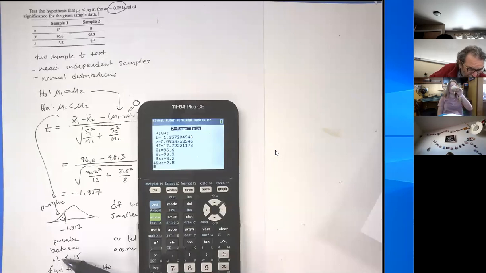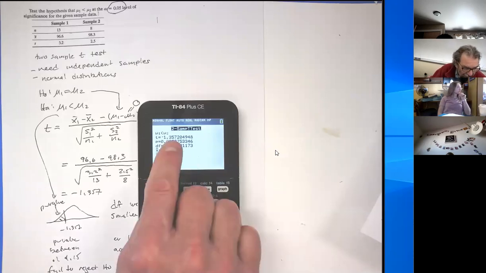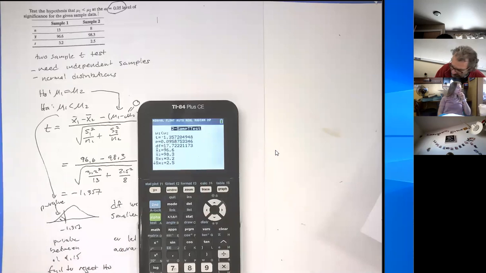So using the smaller degrees of freedom tends to make the p-value inflate. Things look not as significant, but it's not a huge difference. It didn't make the 0.05 level. Either way, we're still good. And there we go. So that's how you handle that on the calculator.